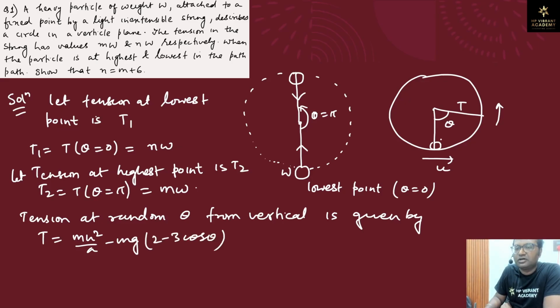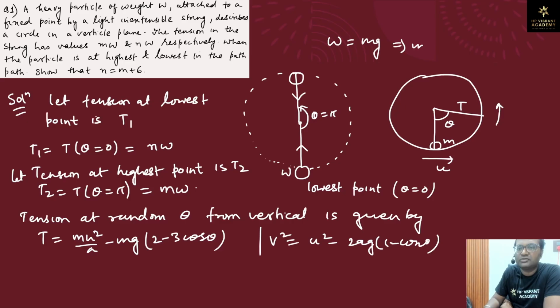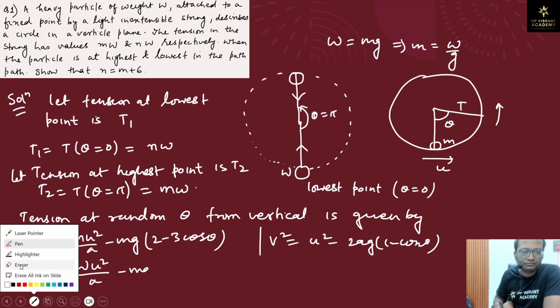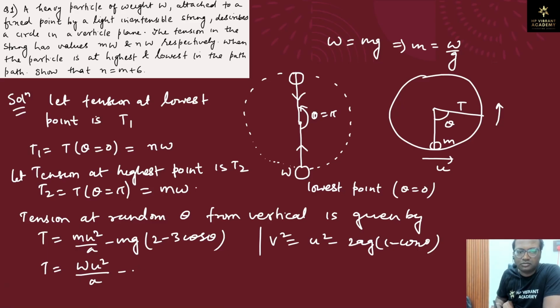Suppose the mass of this particle is m. And the final velocity is V square is equal to u square minus 2ag into 1 minus cos theta. In this particular question weight is given, so we can write W is equal to mg. This means m is equal to W upon g. Let us replace this. The tension is equal to W u square upon ag minus, sorry, W in place of mg, W into 2 minus 3 cos theta.